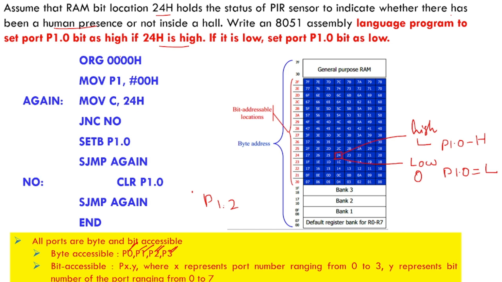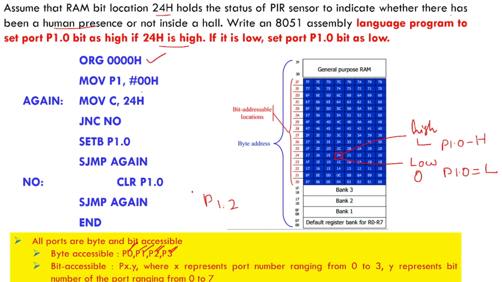Okay, so now we will start the program. I hope the logic is clear. So this is based on a bit addressable location, the memory location is given for you, right? So we will start the program.